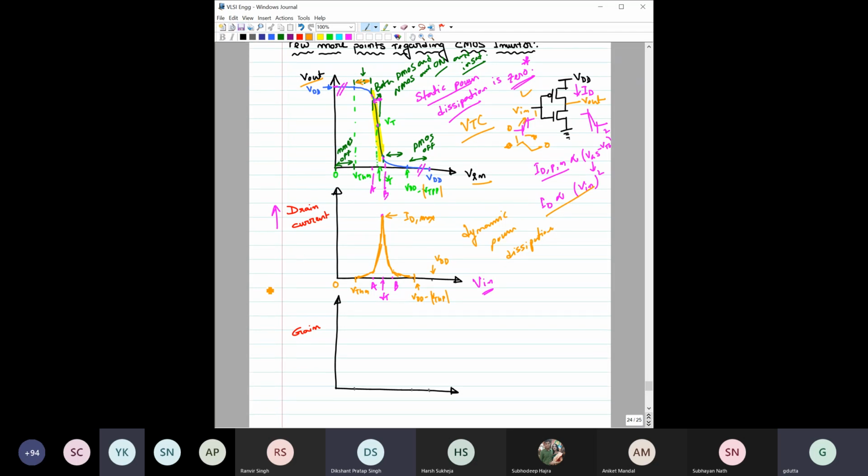Right. So in the same context, let us also discuss what would be the gain. What would the gain plot look like if I again plot gain versus V in? Any guess? Any comment?